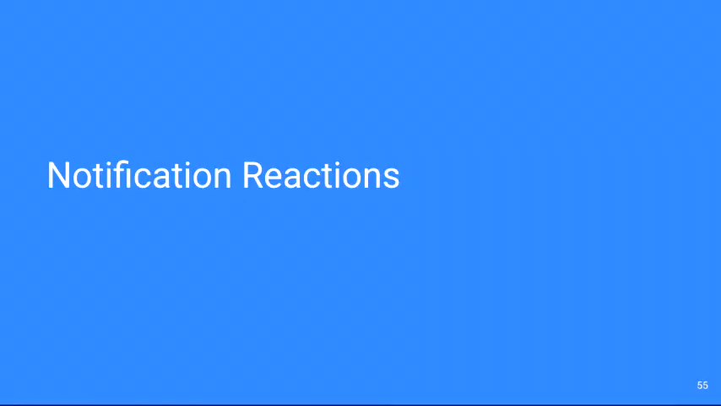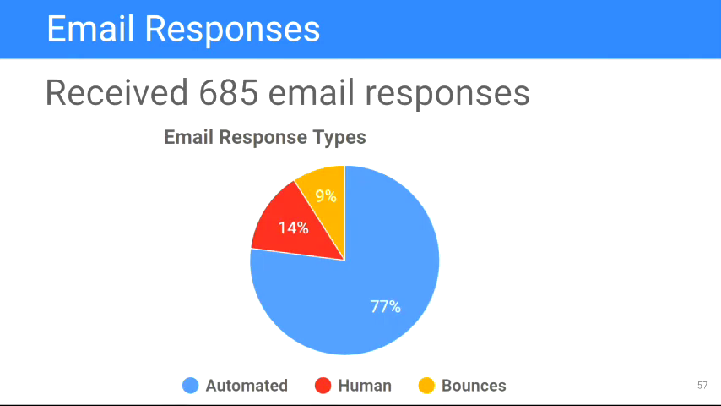So speaking of opinions, the other thing that we looked at was the reactions that we got to our notifications, to try and understand whether they were well received or not. So we look at this both at the email responses that we got back from our notifications as well as the survey feedback. From the email responses, we received a total of 685 email responses, of which the vast majority were automated responses. We did receive a large number of bounces as well as a number of human responses.